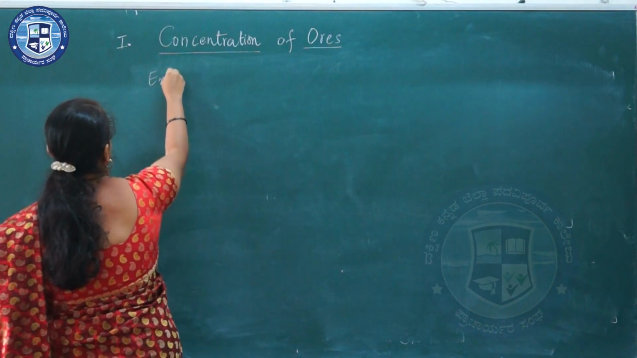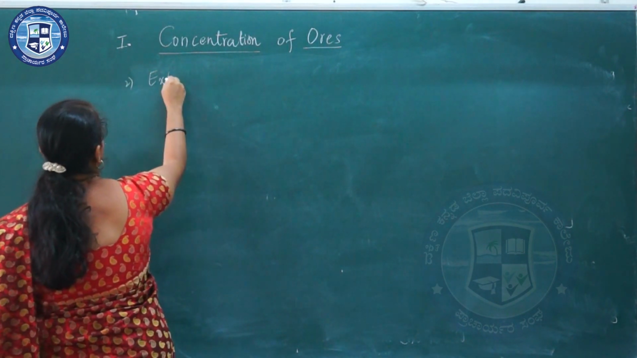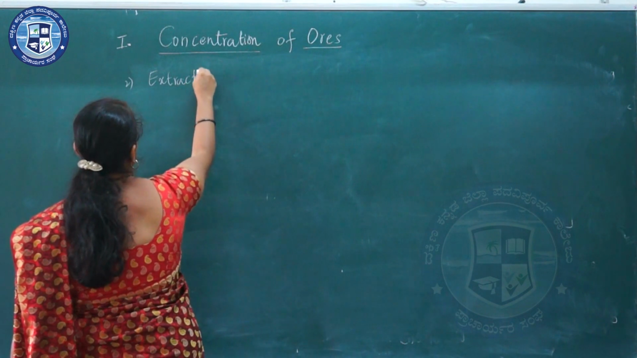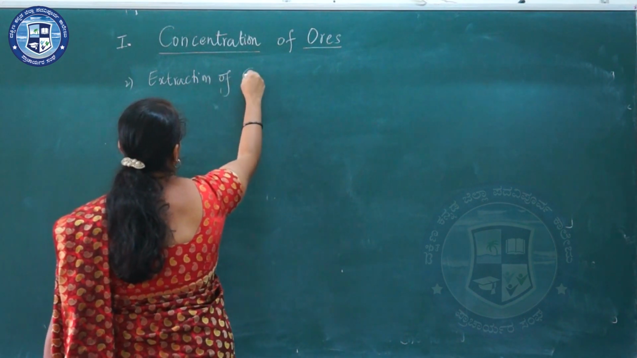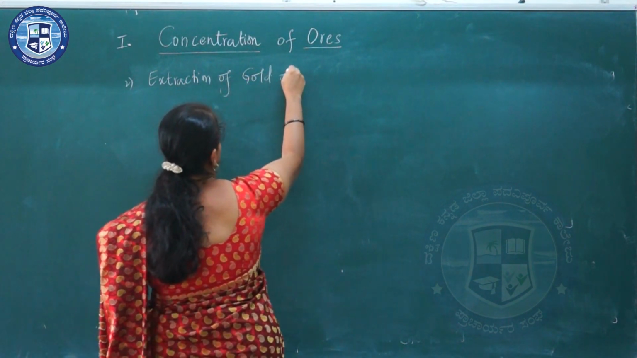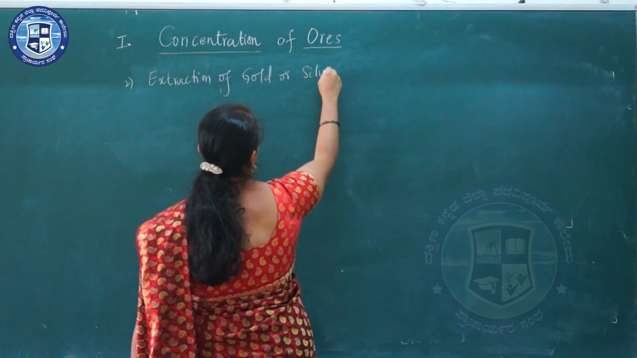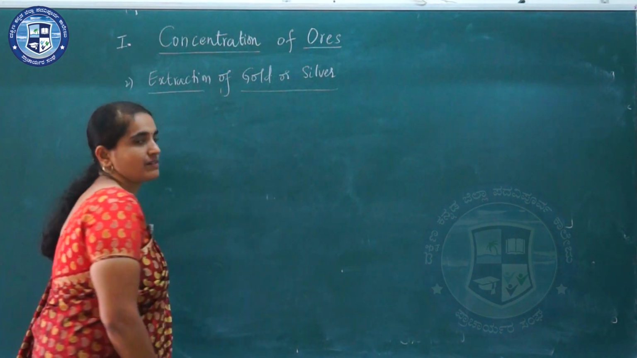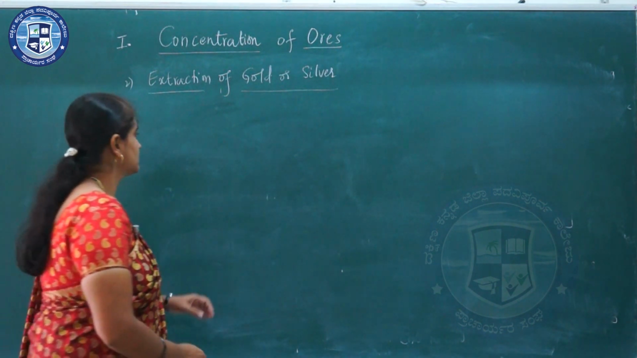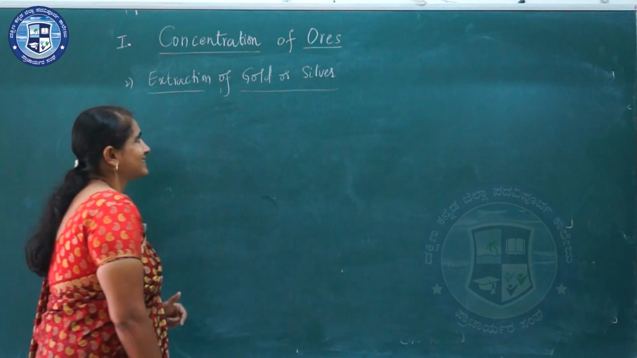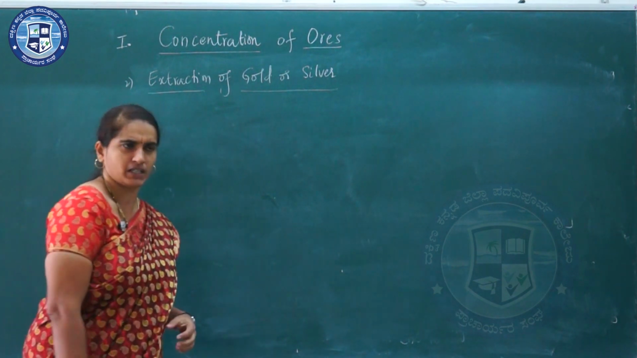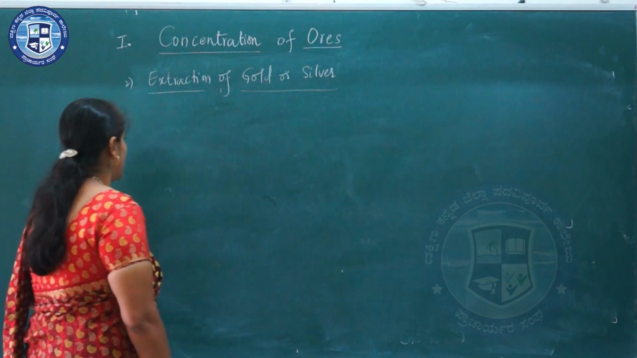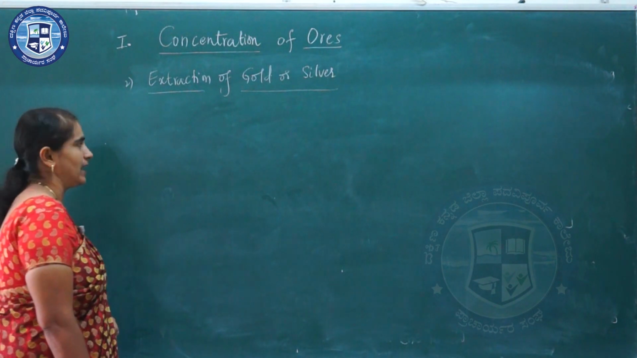In the extraction, the second example is the extraction of gold or silver. So we know gold and silver are noble metals, so they do not react with other things, what we wear and all, right? We don't have any reaction. They are noble in nature, unreactive.